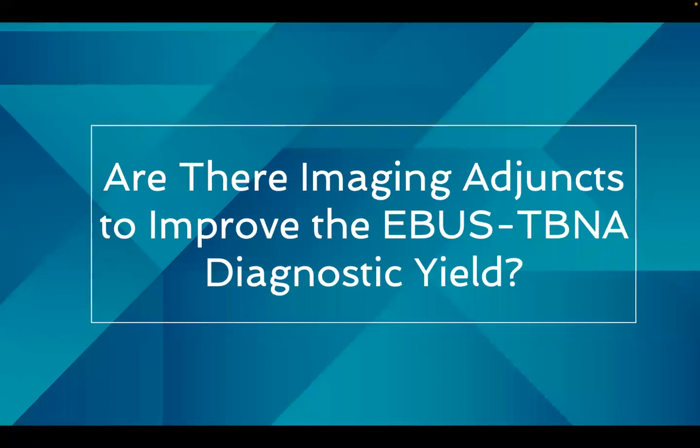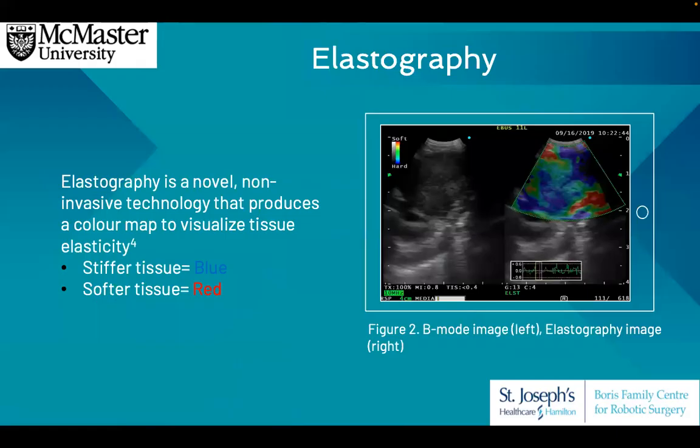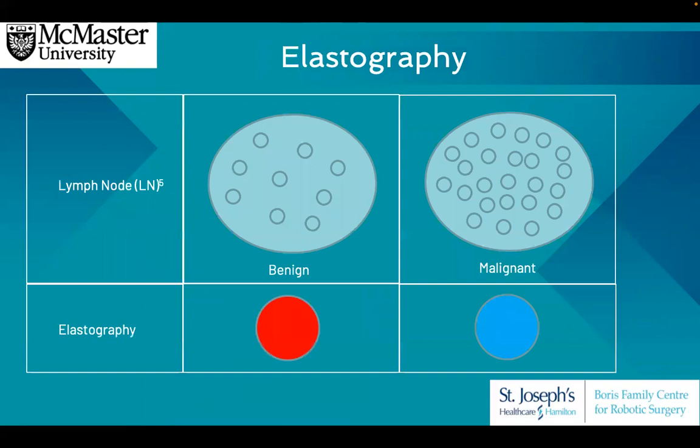So are there any imaging adjuncts to improve the EBUS TBNA diagnostic yield? Elastography is a novel technology that produces a color map to visualize tissue elasticity, where stiffer areas are depicted in blue and softer areas in red. Malignant tissues, which contain more cells per area than normal tissues, are stiffer in nature. In terms of lymph node staging, malignant lymph nodes are expected to appear predominantly blue, whereas benign lymph nodes are expected to appear predominantly red.